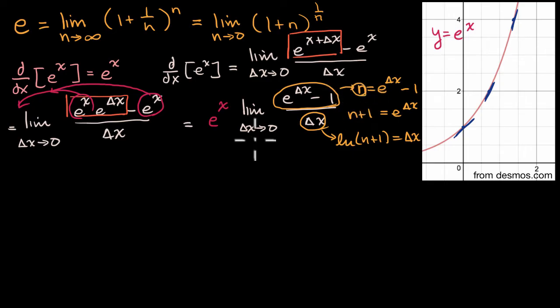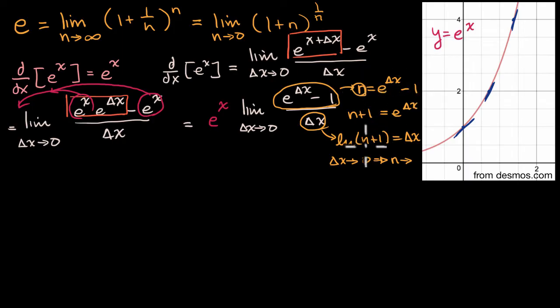And what would happen to the limit? Well, as delta x approaches 0, what does n approach? So delta x approaches 0 implies that n approaches what? Let's see, as delta x approaches 0, this would be e to the 0, which is 1, minus 1. So it looks like n approaches 0.